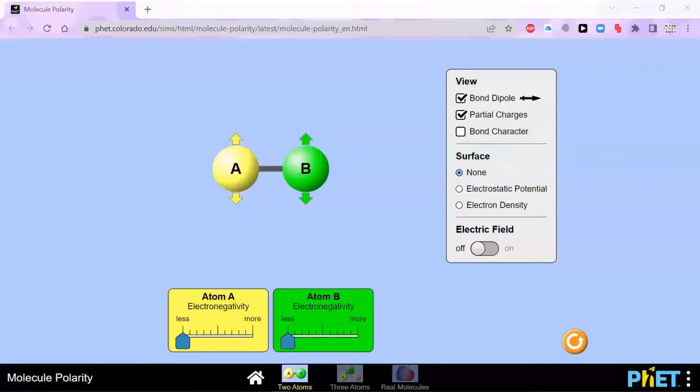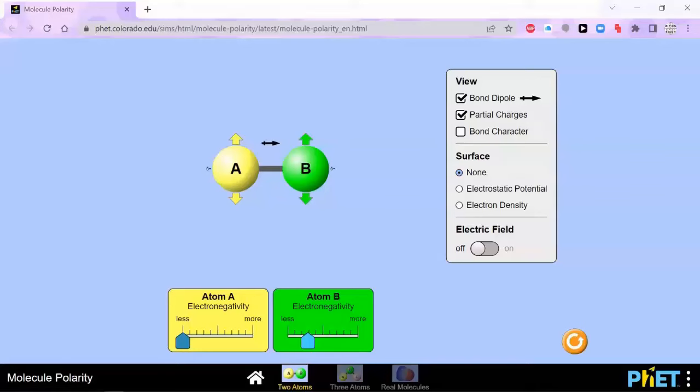So partial positive and partial negative charges, delta plus and delta minus. But right now, on the slider on the bottom of the screen, both atom A and atom B have the same electronegativity value. So there is no bond dipole, there's no arrow, and there's no partial positive or partial negative charge. So watch what happens as I increase the electronegativity of atom B relative to atom A.